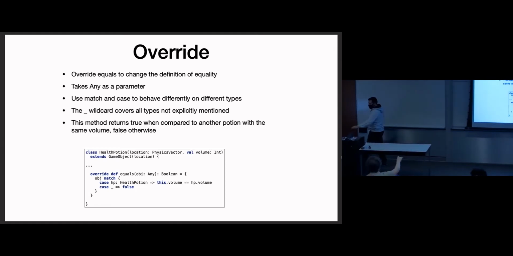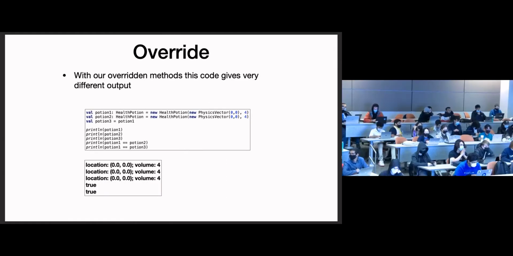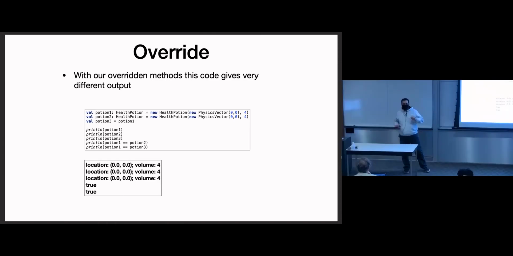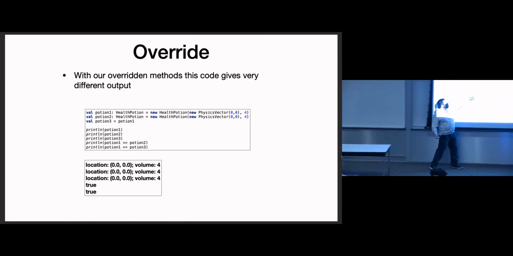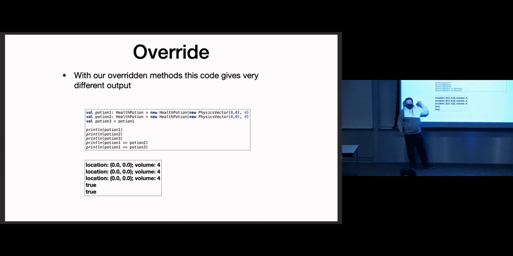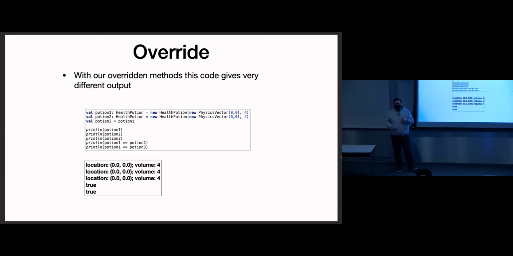Even though, what if you put dodgeball first? How would it know? What if you had a different override for dot equals? I'm not 100% on this, but I believe it's whatever one is first. If I do potion1 equals dodgeball, then it's going to call that equals. And if I do dodgeball equals potion, it should call the dodgeball's equals.